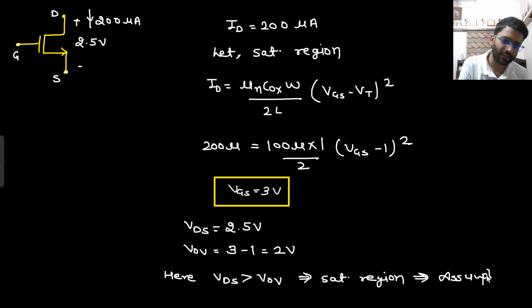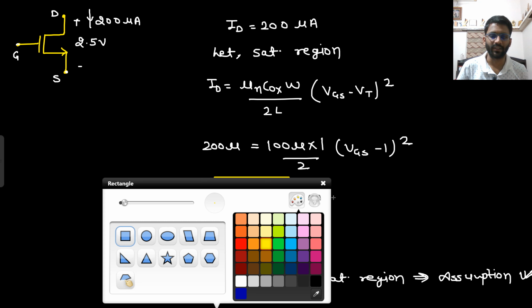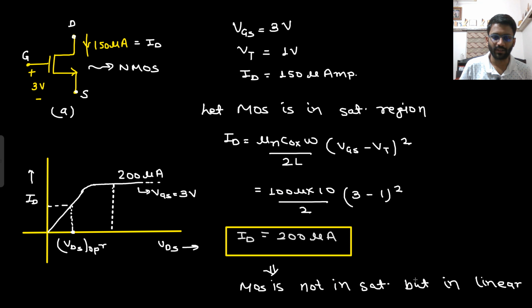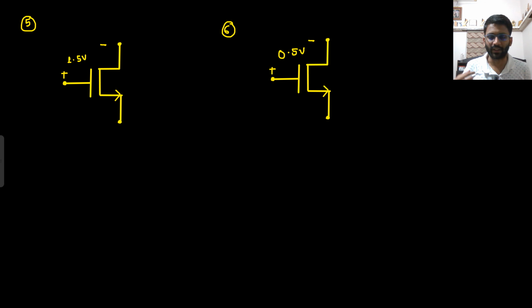Assumption correct. Your answer is also correct. Your VGS assumption is correct. That means it is working in saturation region only. And this is your final answer. They did not ask VGS value or anything. They just asked the region of operation. And here linear region was the answer. Right? Let's move on to the next one.